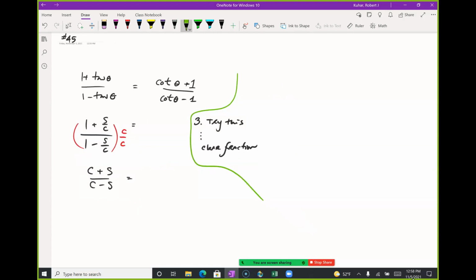What do I have? I have cosine over sine plus 1 over cosine over sine minus 1. And I'm going to clear fractions with sine over sine. And I get cos plus sine over cos minus sine. Done. I worked on the left side. I got stuck. I started working on the right side. They matched. I'm finished. Done. Approved.